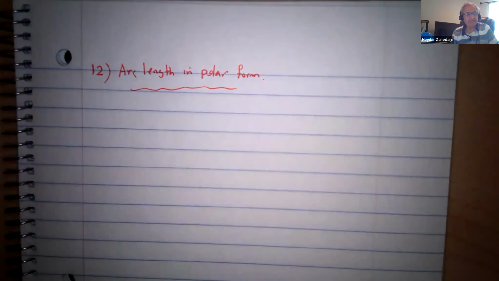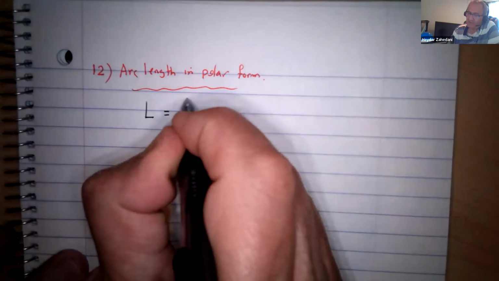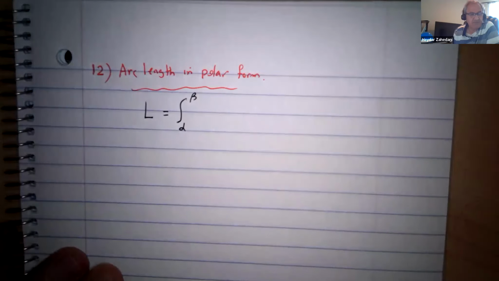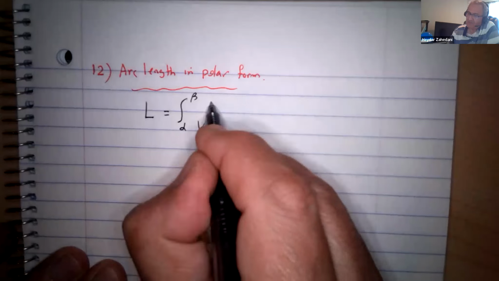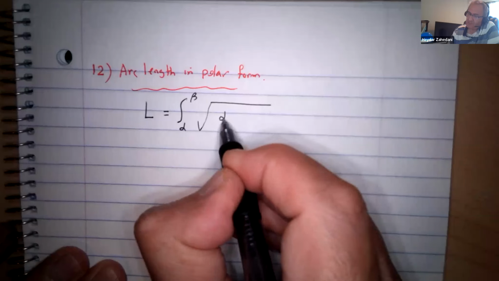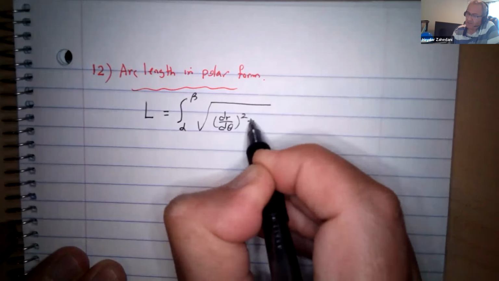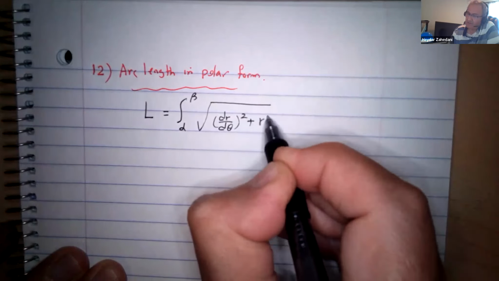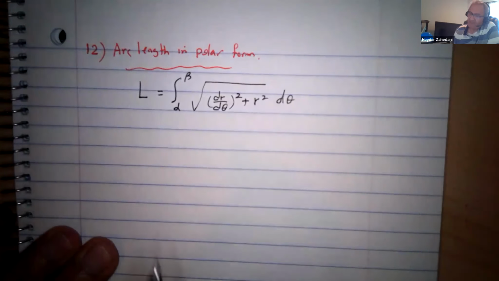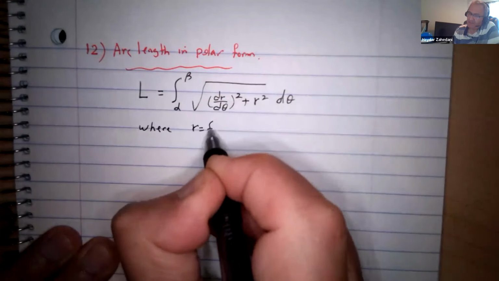And so the polar form formula: the arc length L is equal to the integral from alpha to beta, and the two angles would be given to you, of the square root of, and there are two versions of this formula, whatever you like. One version is this one: (dr/d theta) all squared plus r squared, d theta. That's the formula. This is where r is f of theta, the given function.